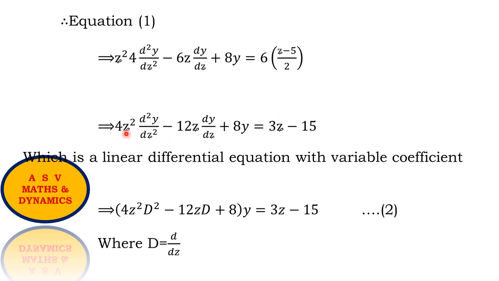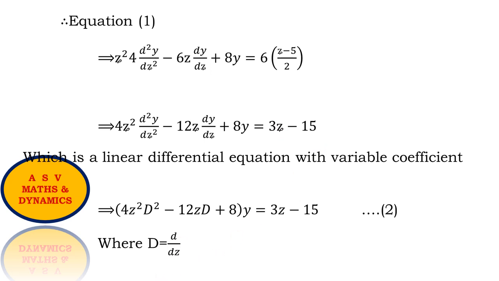Now in this case we have two variables, one is z and another is y. If you have only a single variable, you can directly make the auxiliary equation, but here there are two variables, so one more time we want to do some arrangements. How will we do it? In the d by dz, I substitute it as d. Suppose it is d, then it is d squared. So now 4z squared d squared minus 12z d plus 8, the y I will take common, then 3z minus 15.